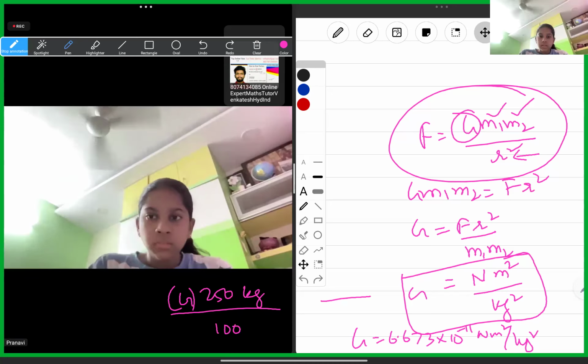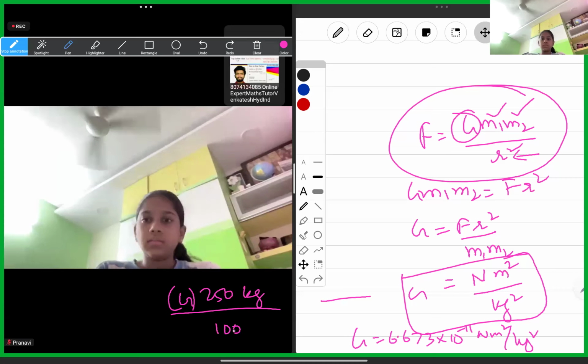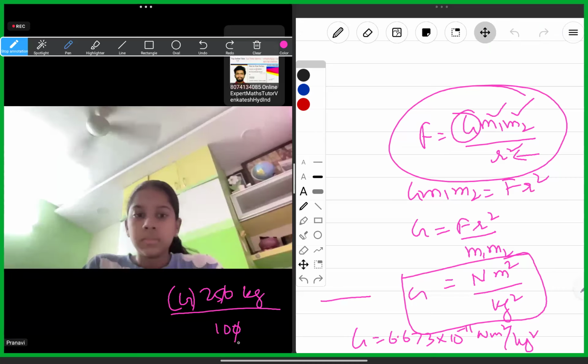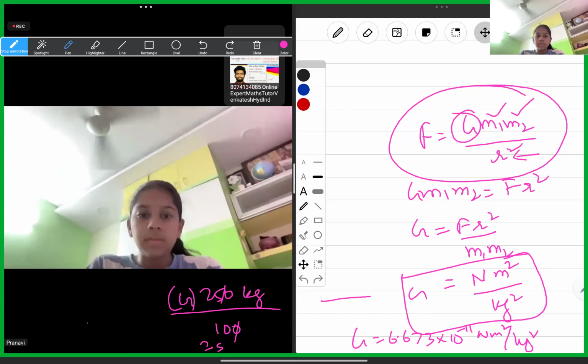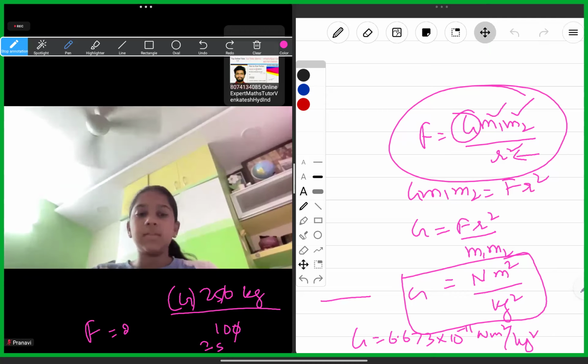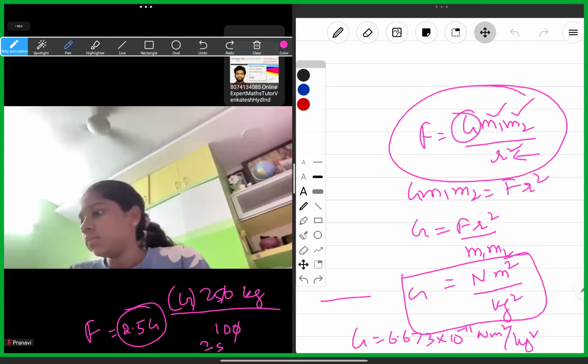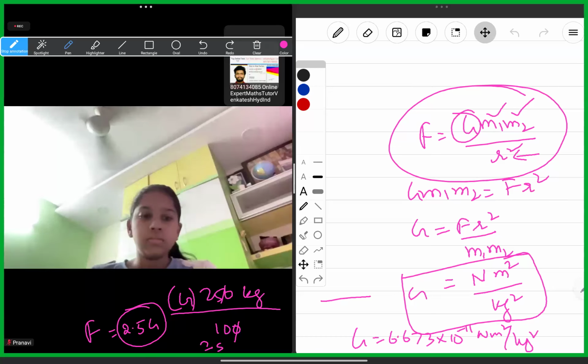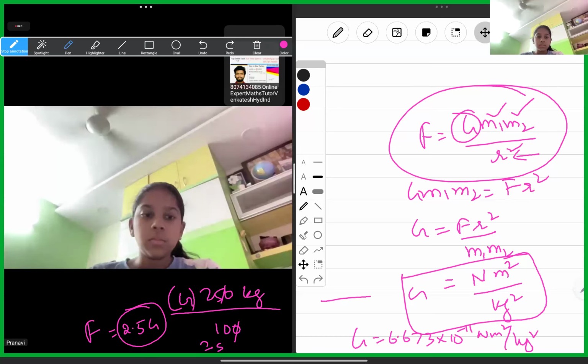Is that happening? Yes, sir. So now what is the answer, Pranavi? It is 2.5 into G, 2.5 into 6.67 into 10 power minus 11. Yes, Pranavi. So just for understanding, as of now, can I keep 2.5 into G? I am not substituting the G value as of now.